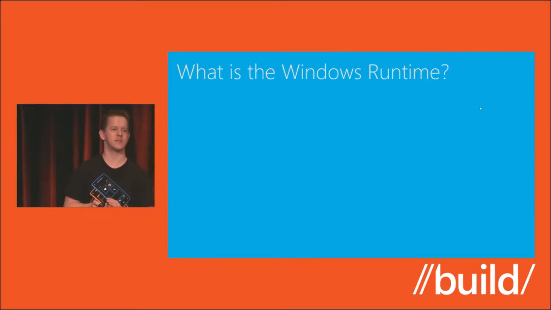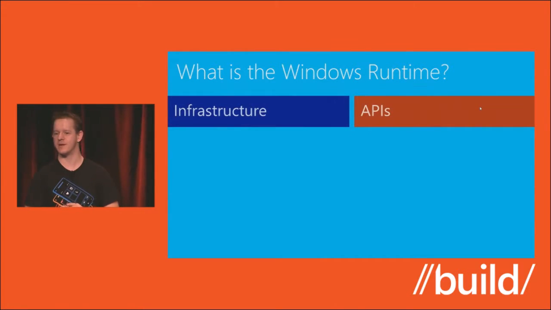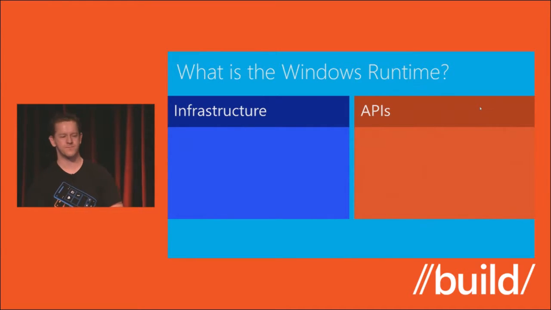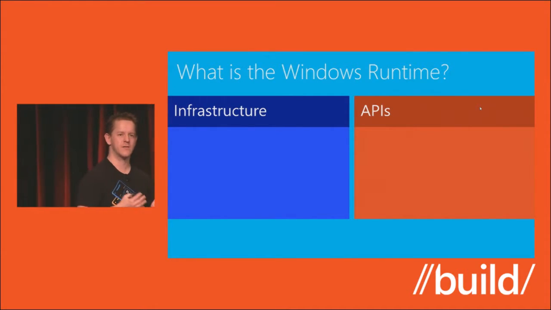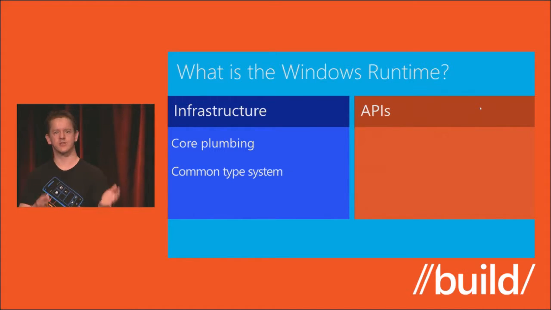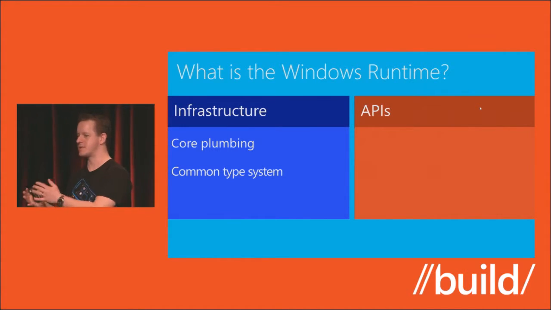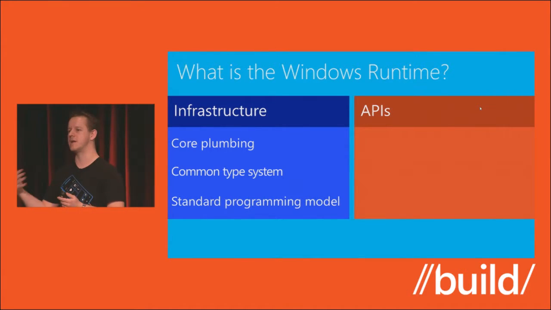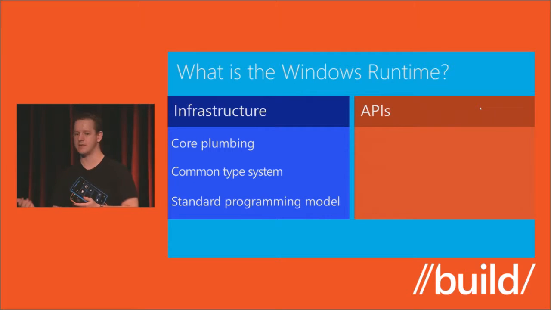So what is the Windows runtime, in case you've missed everything we've said about it? It's really two things. It's a set of infrastructure and a set of APIs. And the infrastructure is kind of like the old COM infrastructure. It does things like plumbing of type activation and memory management and so on. It has a set of core types, like strings and enumerables and vectors and so on. And it has a common programming model around objects, methods, events, exceptions, and so on.